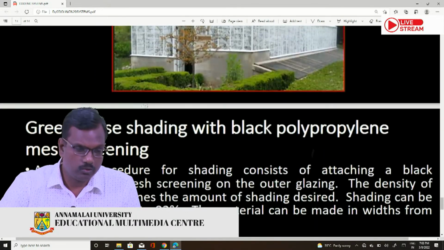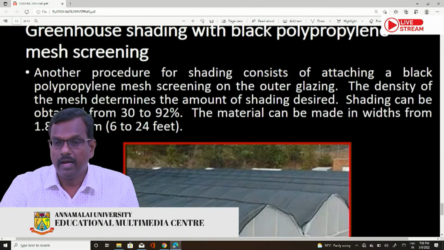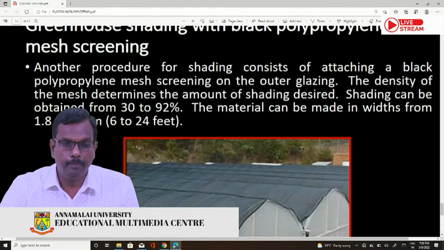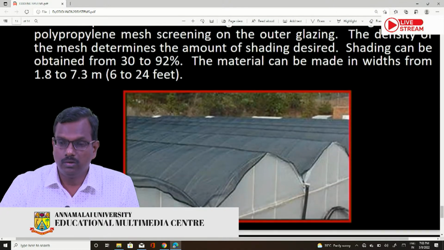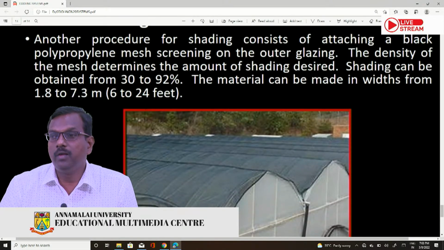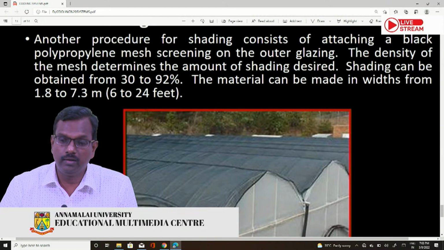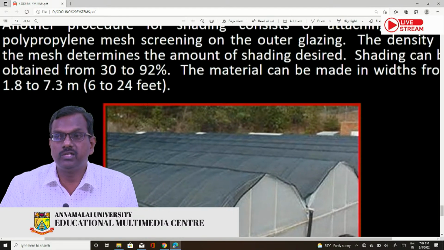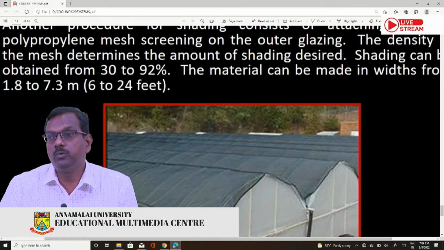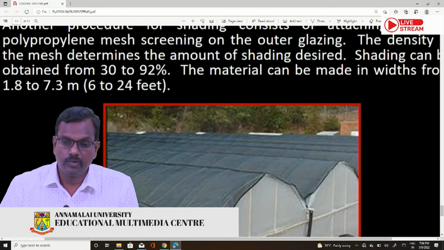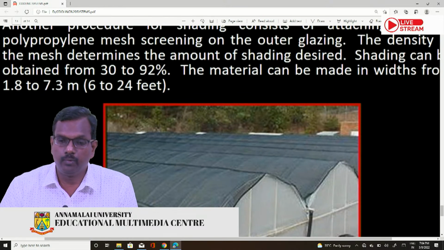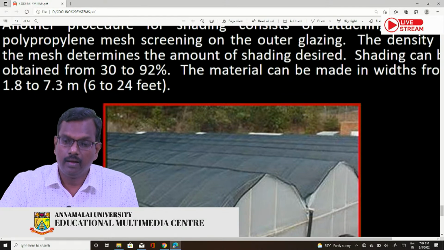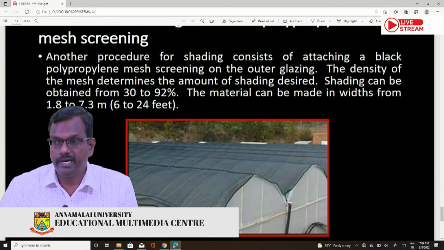The next one is the use of black polypropylene mesh. Here in this picture you can see the polypropylene mesh is covered over the greenhouse glazing material. Through this we can achieve from 30 to 92% shading depending upon the polypropylene material we are using. It is available in different sizes. We can place an order according to our greenhouse, and we can cover the greenhouse with this shading material.